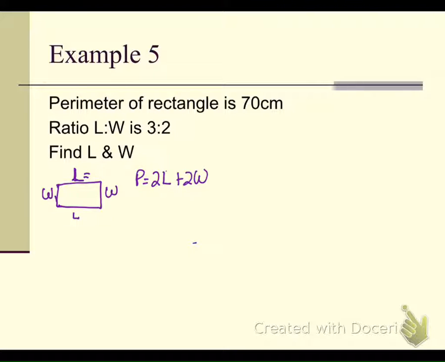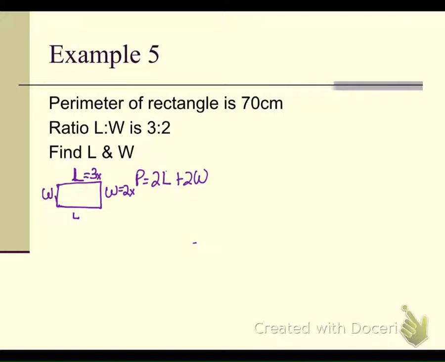But we don't know to what, right? Because this is just our ratio. So again, we're going to be using that x. So length is 3, and we're going to put it as 3x. Our width is 2x. So again, notice our ratio here is 3 to 2. Length was the first one, so 3x, and width, 2x, is our second one. Now that we have that, we're going to substitute it into that formula. Everything we know goes into that P formula. So what is our total perimeter?